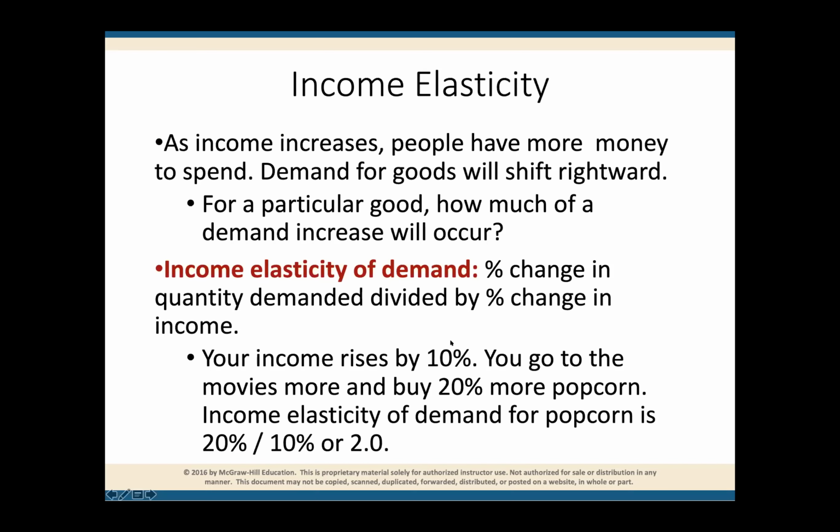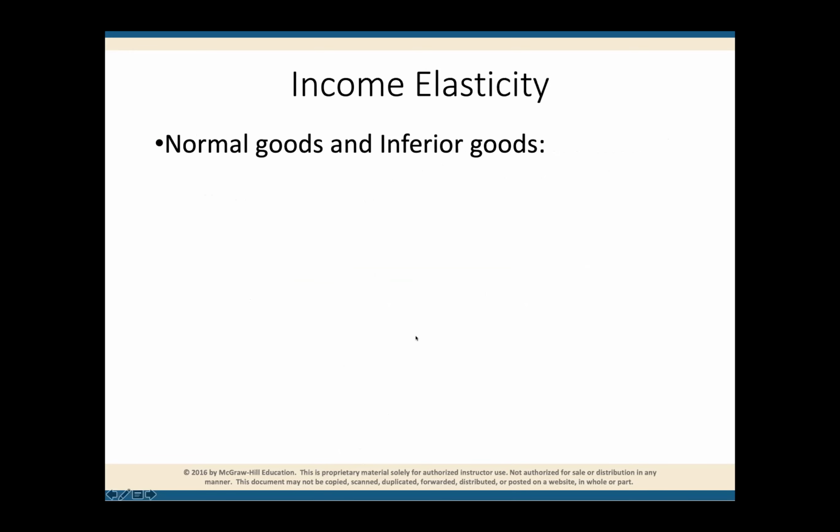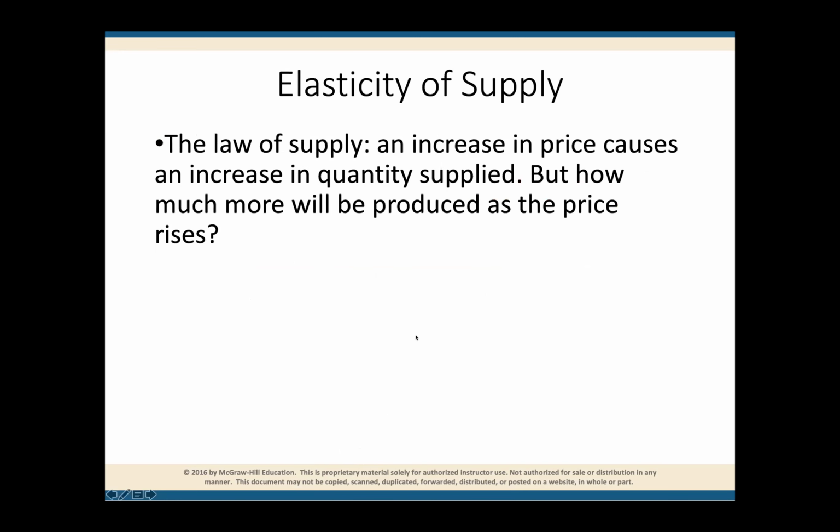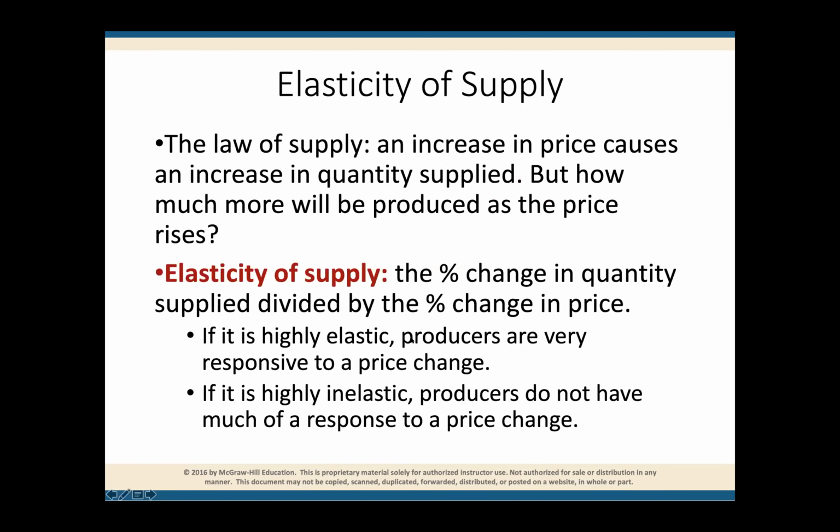If your income rises by 10% and you buy more movies by 20%, then it will be 20 divided by 10. So movie demand has an income elasticity of 2, which simply means that for every 1% change in your income, movie attendance increases by 2%. And that's the end of the chapter.